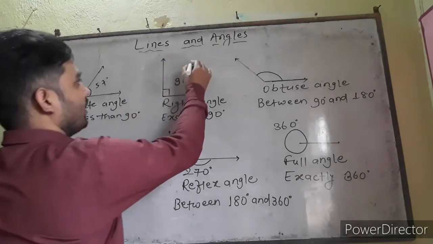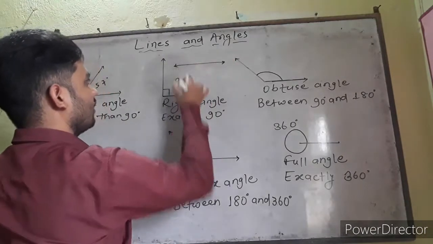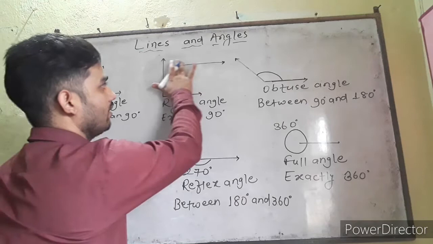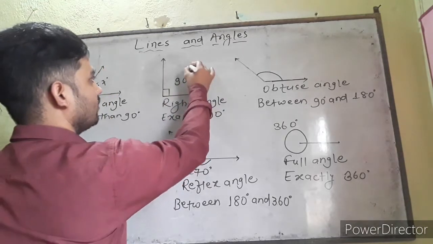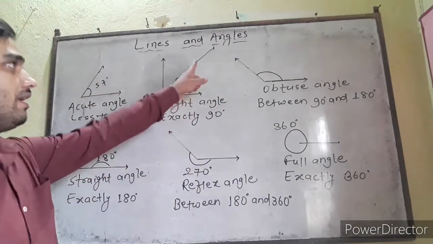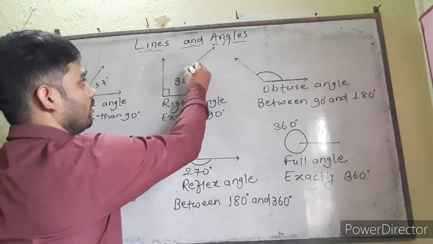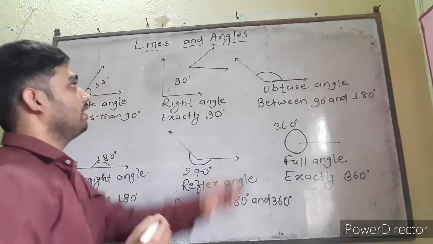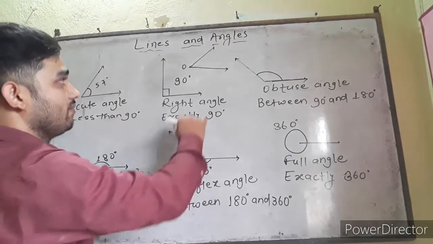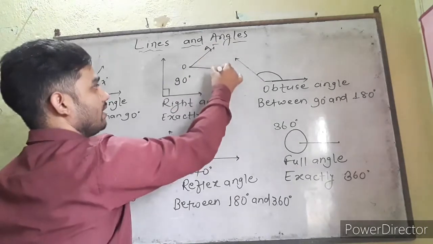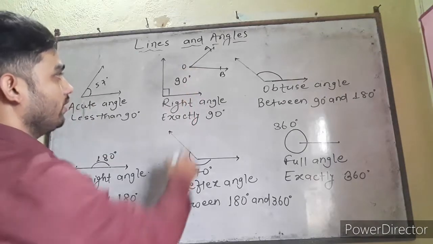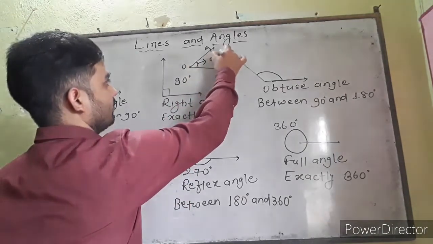See, what is a line? We know that a line is a collection of points having no end points. And if we talk about an angle, then we can define it as a shape or a figure formed by two rays diverging from the same point. Suppose this one is A, this one is B. Rays OA and OB are diverging from the same point O, then this will form an angle.